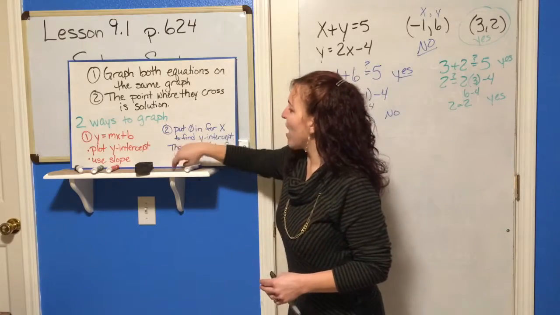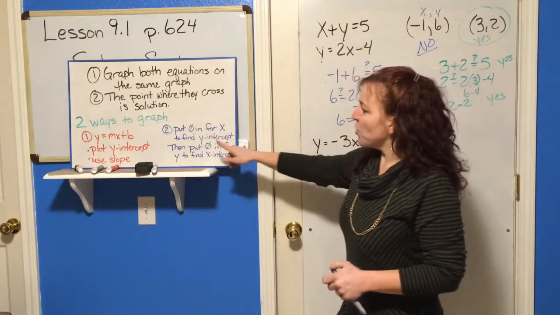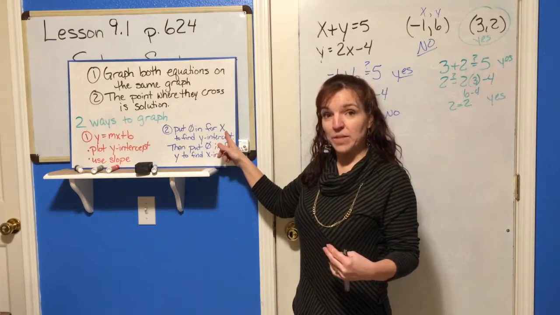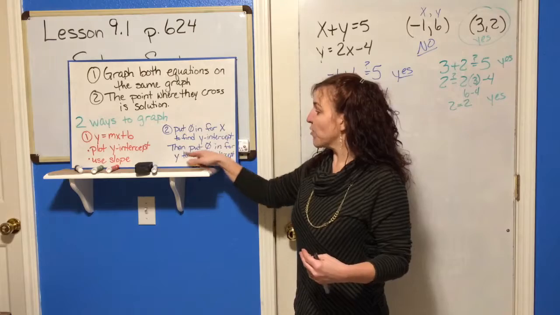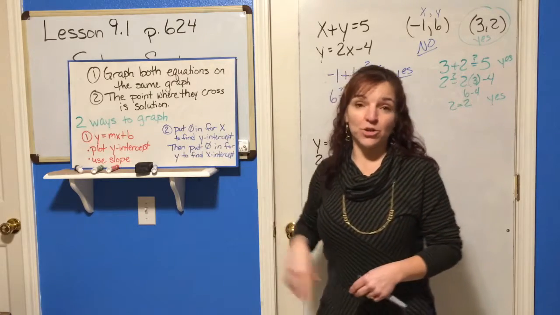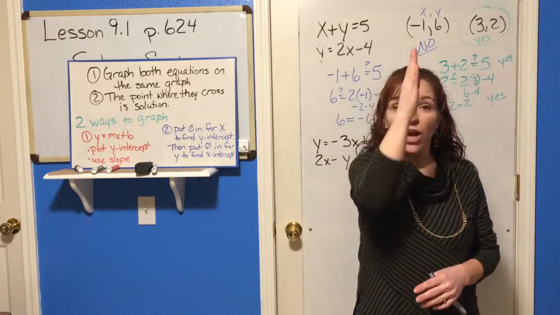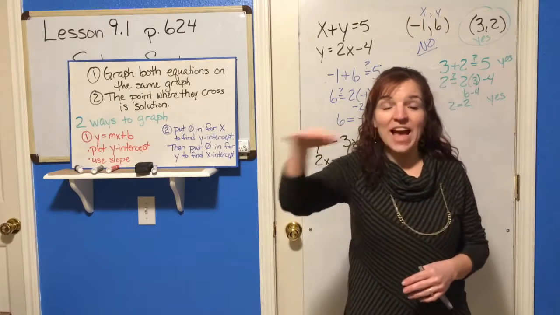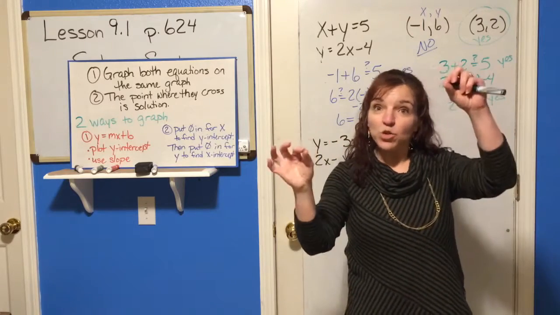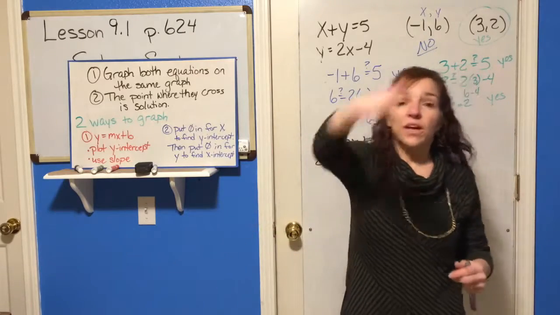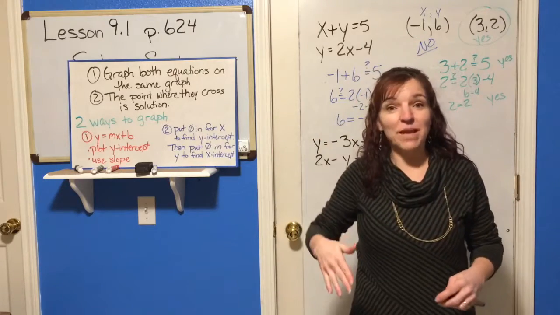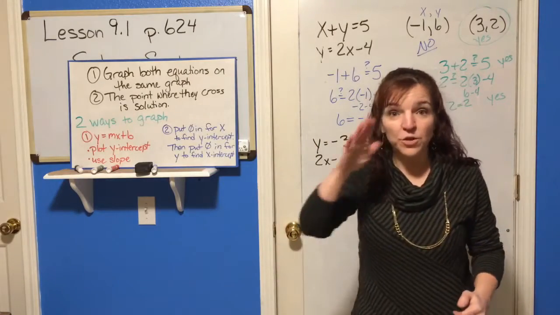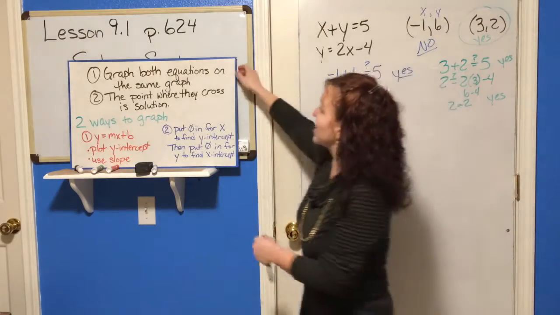Another way to graph is to put 0 in for the x and find the y-intercept, and then put 0 in for the y and find the x-intercept. That will tell you where your line crosses the y-axis and where it crosses the x-axis, and once you've got those 2 points plotted, you can draw your line from those 2 points. You got this in your notes? If you don't, pause it, get it all the way in your notes, and let's do some.